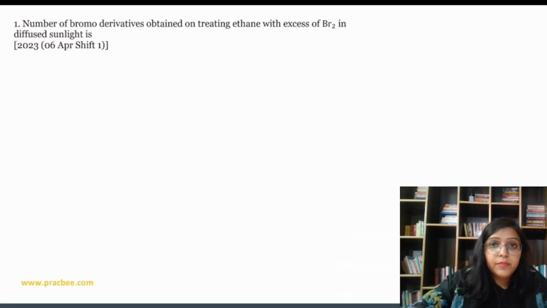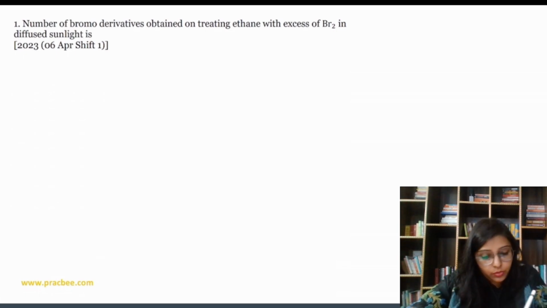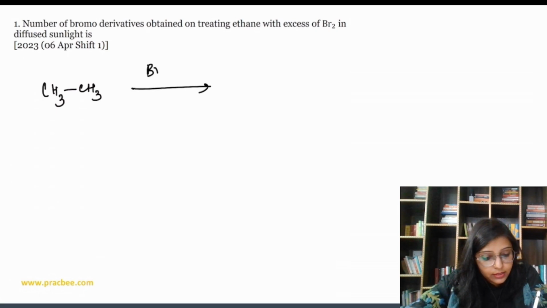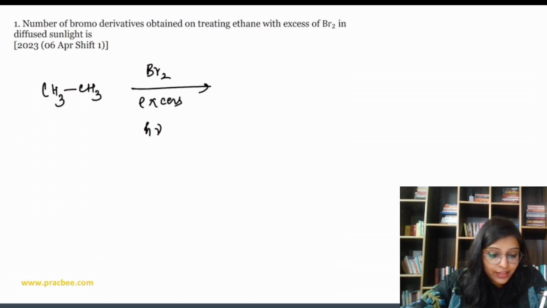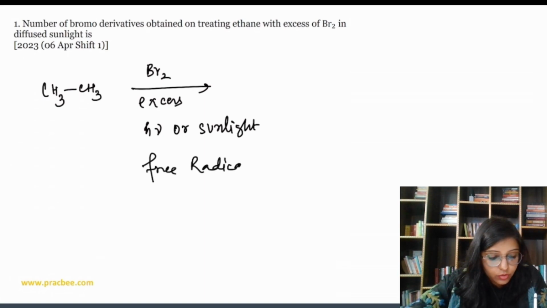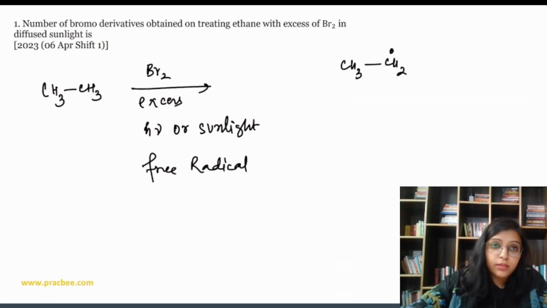Number of bromo derivatives obtained on treating ethane with excess of Br2. Ethane, CH3CH3, Br2 excess in diffuse sunlight, h nu. It means we have to form a free radical. So first we are going to form this free radical, CH3CH2 radical. We can also form this radical. So we can form this compound CH3CH2Br.